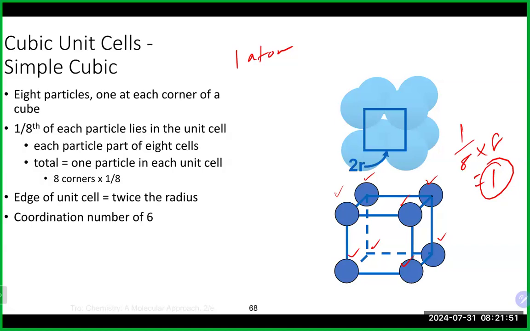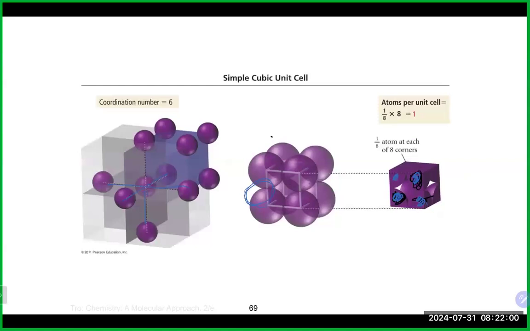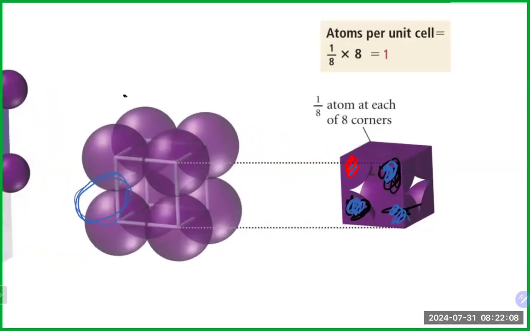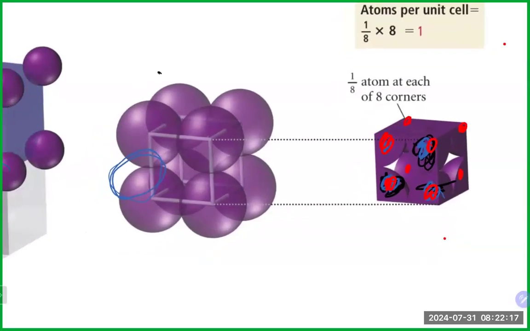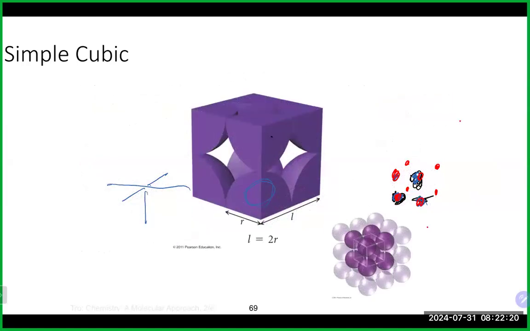And again, 2 times the radius is the edge length of this cubic cell. And that's what we can see here. It dissects out the corners right here. And again, we have that eighth of an atom in each of these corners to give you 1 whole atom when it's all said and done. When we're talking about the edge length, we're talking about the edge of the cube, and that is 2 times the radius, which is given to you.